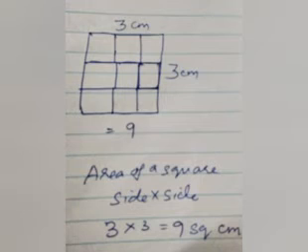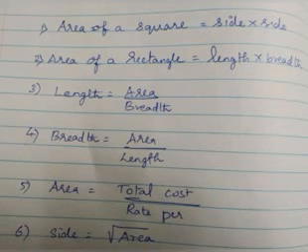For the area of a square, the side value is 3. So put 3 square pieces column wise as well as row wise. So you will get 3 into 3 is 9. Okay, we will see the other formulas.